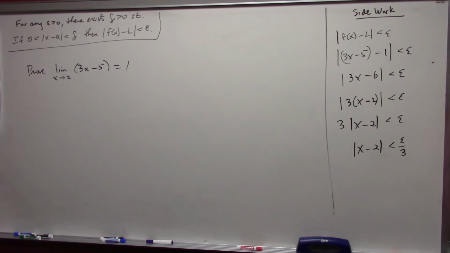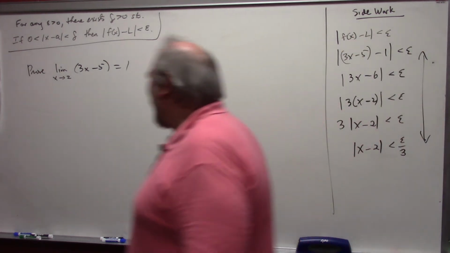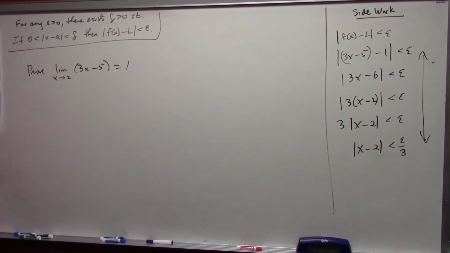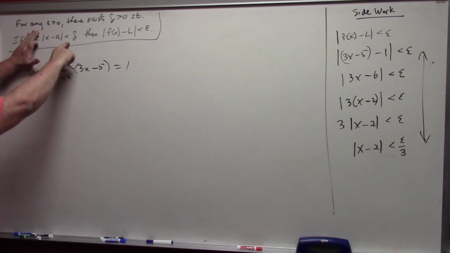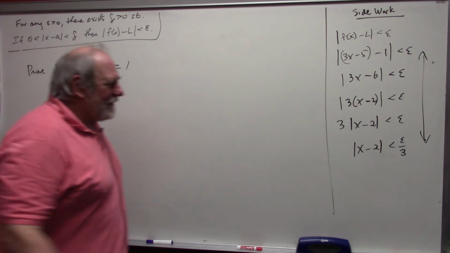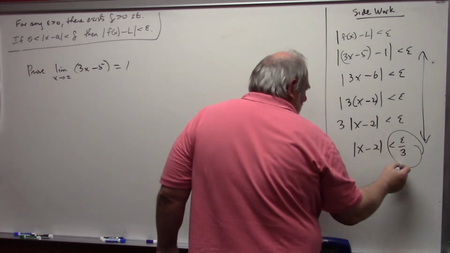Now notice, I went this way, but all of these steps are reversible. And what this says is that if I start with the absolute value of x minus 2 less than epsilon over 3, I end up where I want. Notice my a in this case is 2. So if I start with the absolute value of x minus 2 less than epsilon over 3, I get what I want. This is going to be my choice for delta.